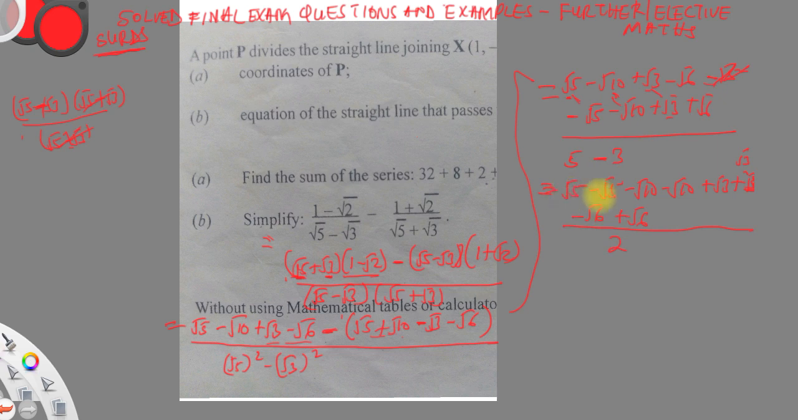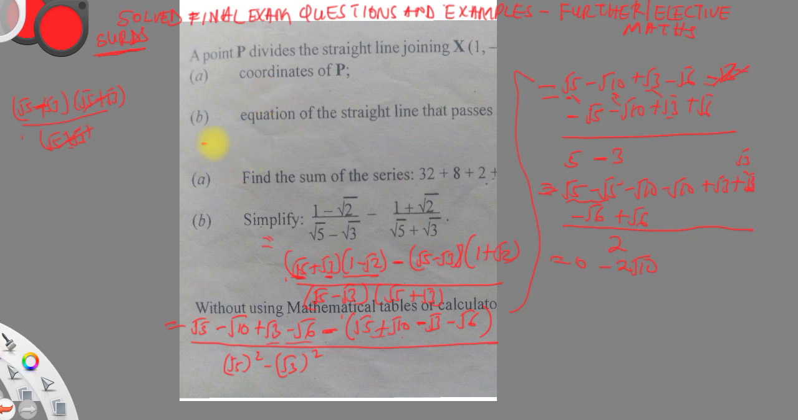So what is this? Square root of 5 minus square root of 5 goes to 0. So we have 0. Then negative square root of 10 minus square root of 10 is the same as negative 2 root 10.